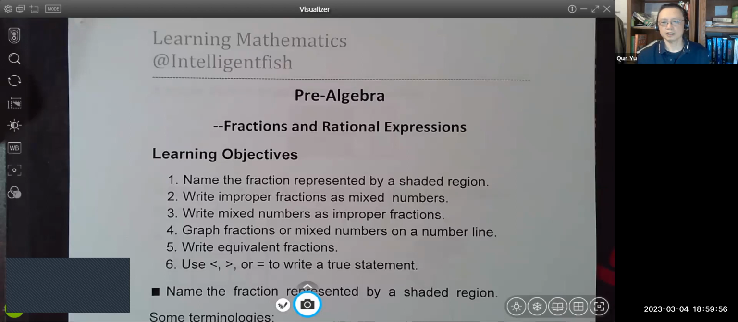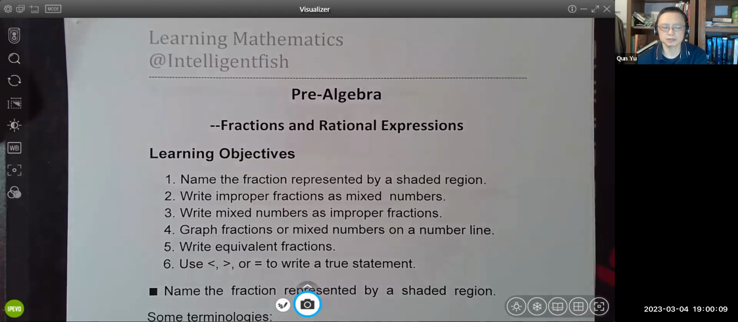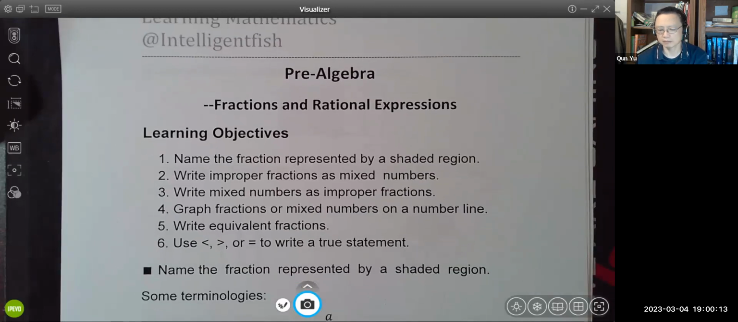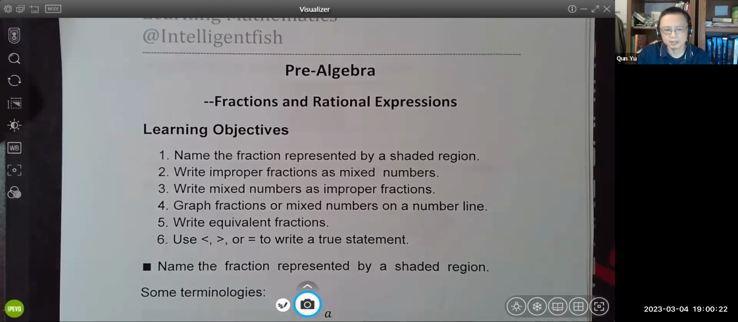Okay, hi everyone. In this video, we are going to learn some basics about fractions, some terminologies, also some basic operations. And in the end, we are going to learn how to compare two fractions. So we have 6 learning objectives here. Let's go through these objectives one by one.